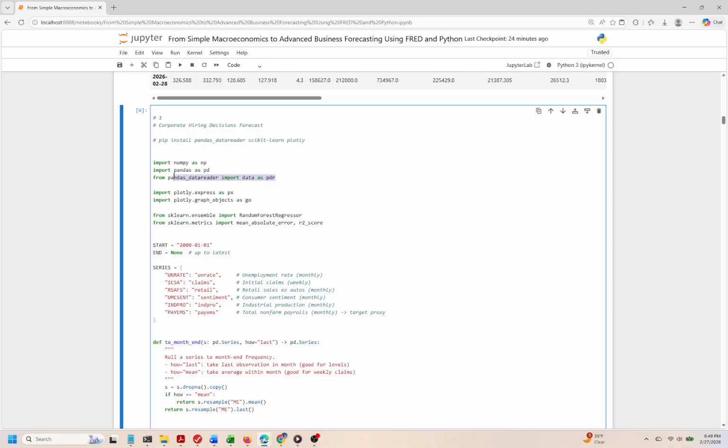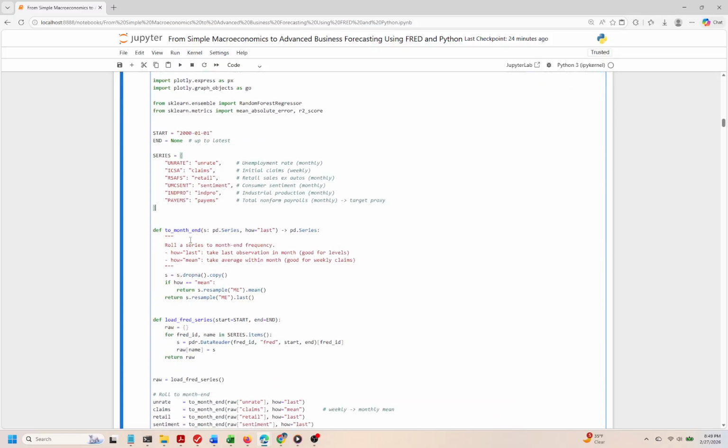Notably, we employ Pandas Data Reader to fetch data from the Federal Reserve Economic Data API, a vital resource for economic indicators. As we look to gather data, we've identified key economic indicators, each assigned to a variable in our series dictionary. These indicators, including the unemployment rate and consumer sentiment, are monthly metrics that can influence hiring trends. The function to month end plays an important role in transforming our data for analysis. It ensures we handle our time series correctly by rolling weekly data into monthly averages or taking the last observation of the month, depending on the type of data. This information is vital for ensuring consistency in our analysis.